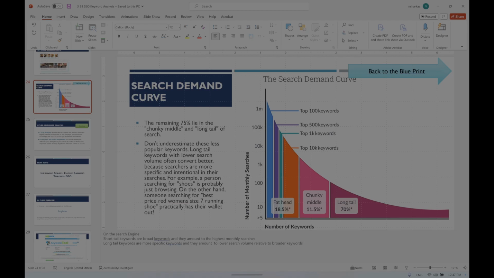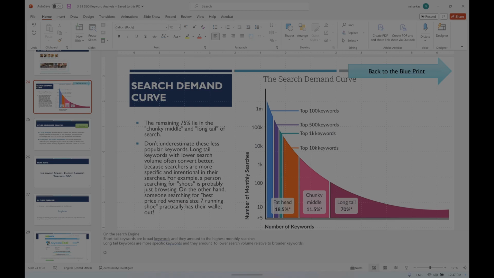So this is on the search engine. These statements are correct, that short tail keywords are broad keywords and they are responsible for the highest monthly searches. Now, long tail keywords are more specific and they are here, and they are responsible for the lower monthly search volumes.